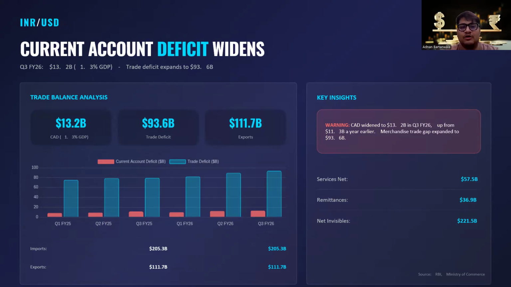in quarter three of financial year 26, our CAD was around $13.2 billion. CAD stands for current account deficit and not Canadian dollars. That's 1.3% of our GDP. Entire GDP, I'm talking about 1.3% of our entire country's GDP. We exported around $112 billion worth of stuff, but imported $206 billion of stuff. So our trade deficit alone was around $94 billion.